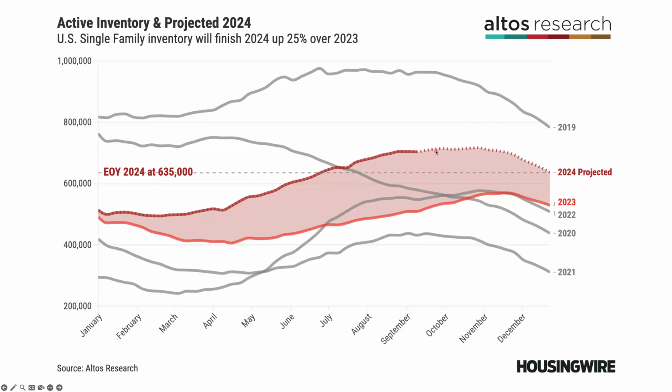We have a few more weeks in the model that are expecting inventory increases over the next few weeks, with a high of maybe 720,000 single-family homes. Then we're going to finish the year at about 635,000, which would be a 25% increase over 2023. And you can see how each year inventory responds to different macro market conditions.